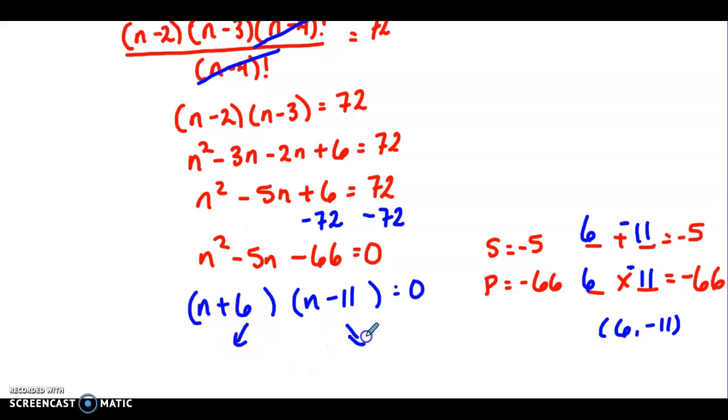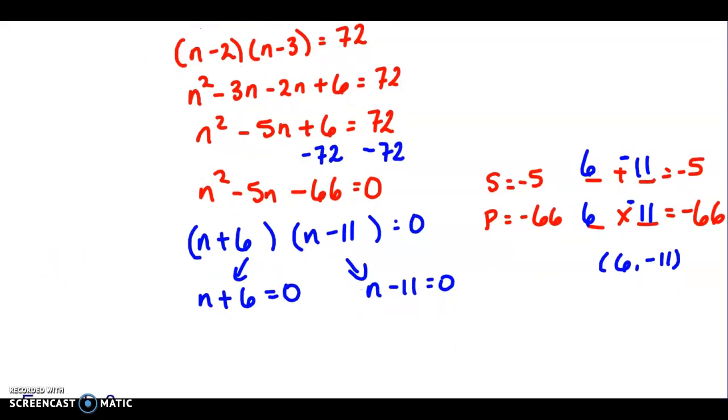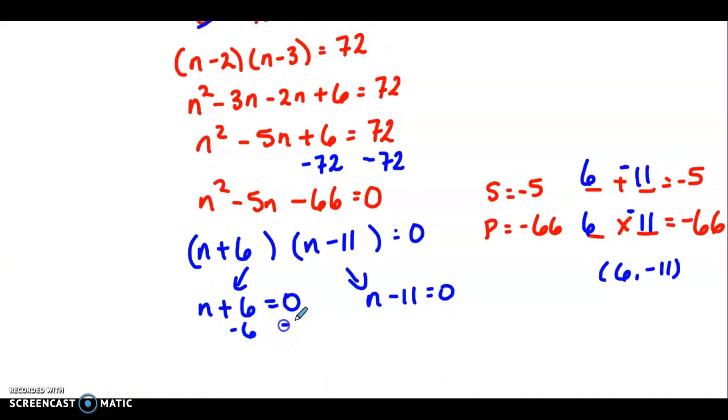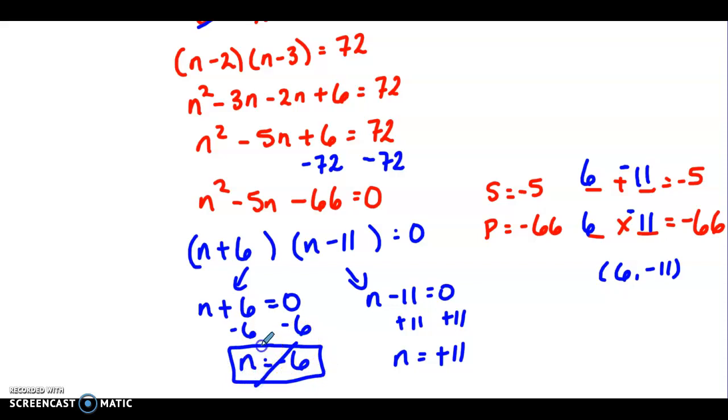Using our zero product property, we now finish solving for n. N plus 6 must be 0, or n minus 11 is 0. Solving for n in each equation, we end up with n equals negative 6 and n equals positive 11. For n, we need a positive number, so we need to reject the negative. N is 11.